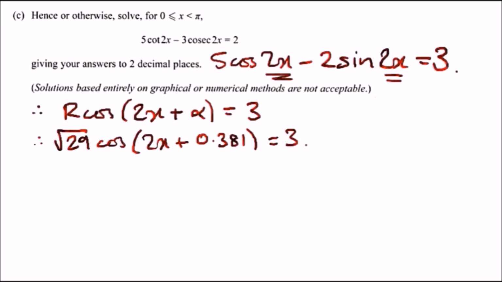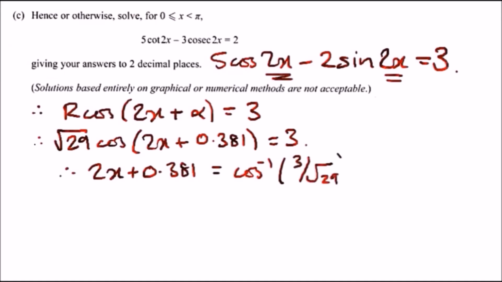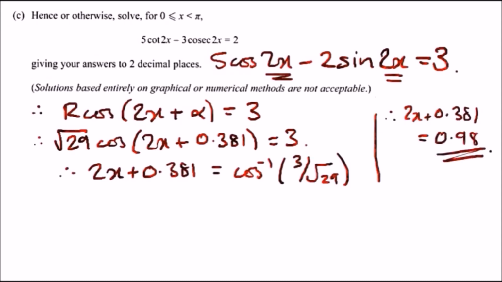So all we can do is just divide it by root 29 and then cos inverse. So this should give us 2x plus 0.381 equals the cos inverse of 3 over root 29. And if you enter this in your calculator, remember to always keep your solutions in radians. You should get a solution of 0.9799. So therefore, all of this expression here, 2x plus 0.381, should equal, okay, 2 decimal places, so let's just say 0.98 radians. So that's our first solution.